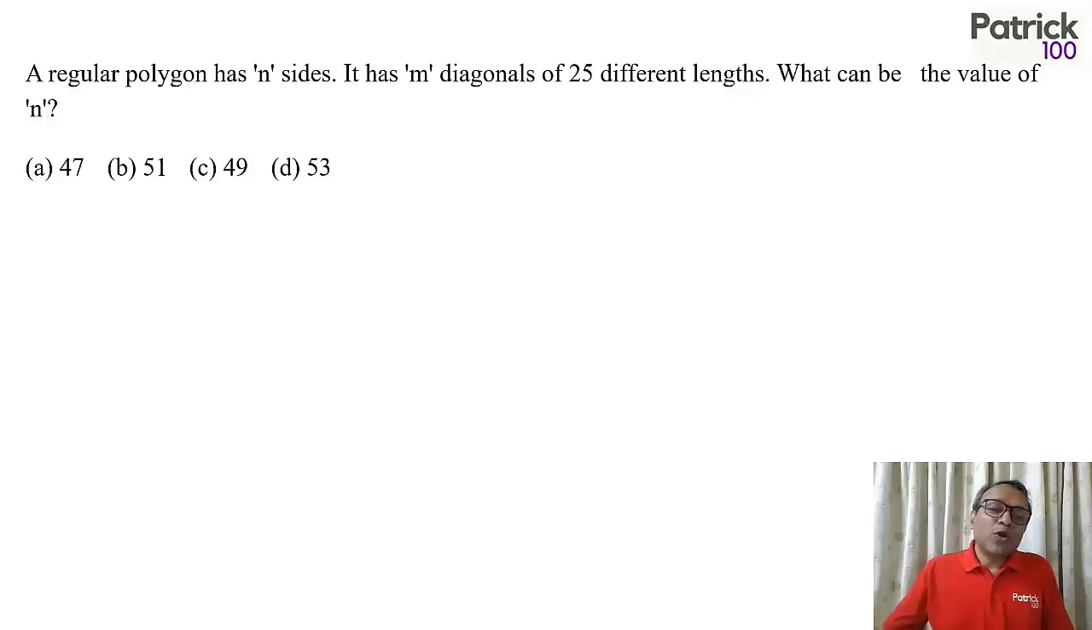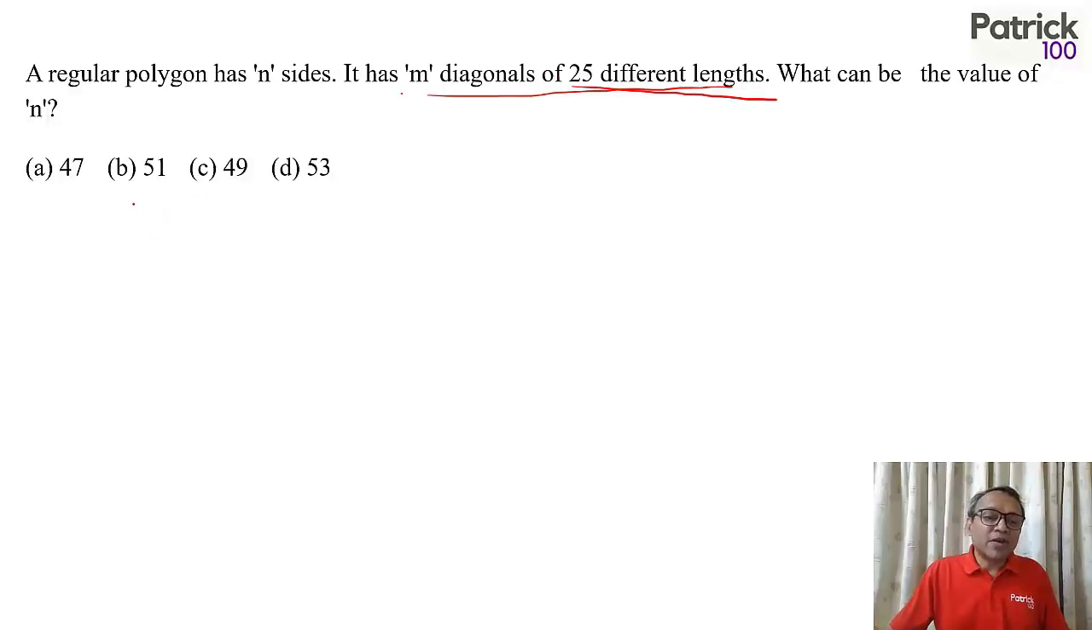So a regular polygon has n sides. It has m diagonals of 25 different lengths. Now understand this important concept. When you have very big numbers, try to find a pattern. You can always find a pattern by taking smaller numbers. Now 25 different diagonal lengths is huge, so in that case try to take smaller numbers.